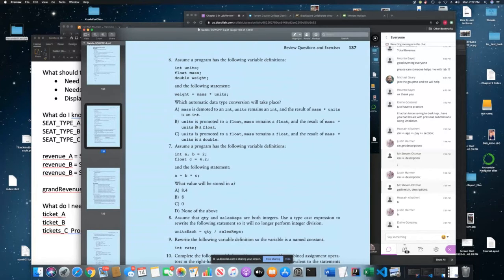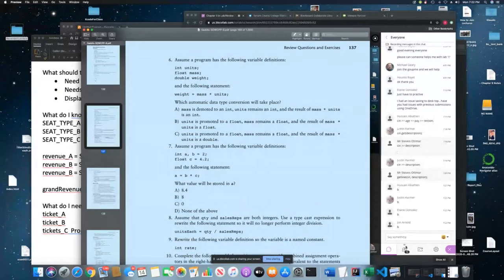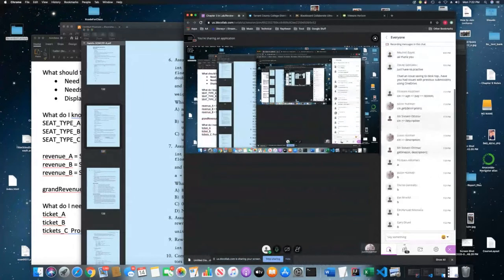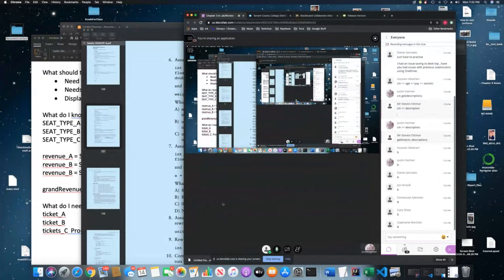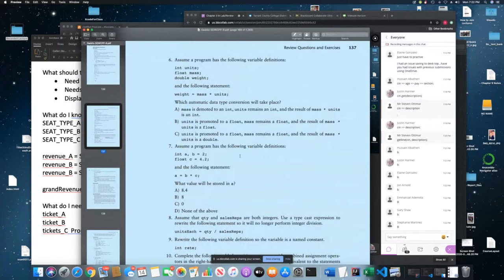I see only 3 Bs. I know we have more participants in this class. I guess they're not paying attention. All right, let's look at it. So no one says A, so why would A be incorrect? It says mass is demoted to int, units remain int, and results. We didn't talk about anything about automatic demotion, correct?